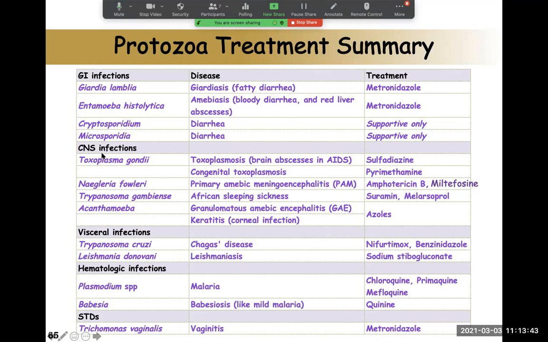And then there are central nervous system infections. For those, obviously, you want to have a drug that stops them. Having said that, Naegleria fowleri can kill the patient in 9 days.